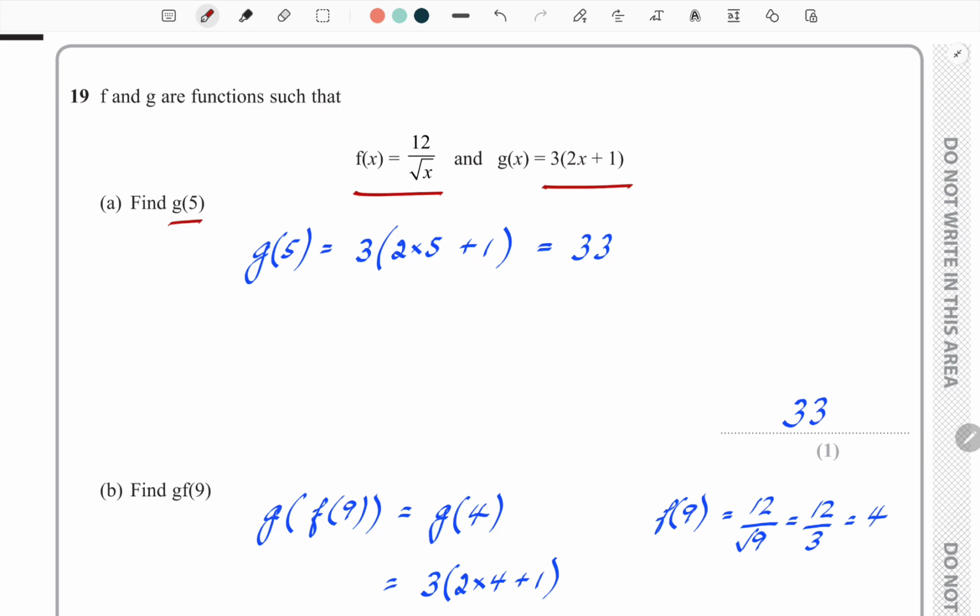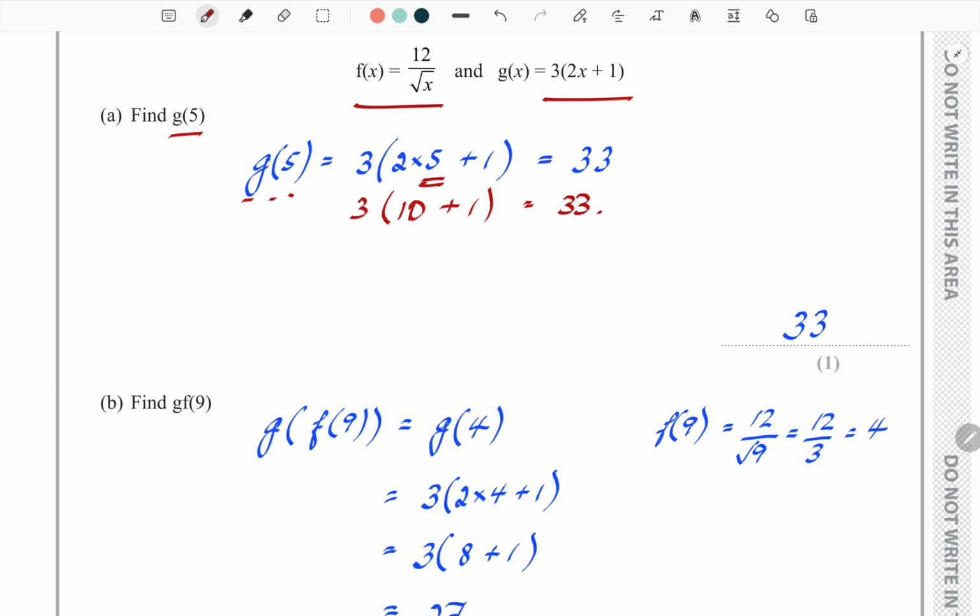So effectively, wherever you see x in a function, i.e. in this function g, replace it with a 5, okay? So what we've done, g of 5 is 3 brackets, 2 times x, so x is replaced with 5, 2 times 5, which is 10, and then plus 1, and that gives you 11, and you've got the 3 times on the outside, so 33, all right?